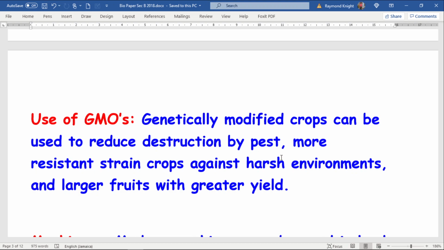Because if you change the genetic makeup of these plants or crops or the corn, then they may survive better in areas that have more drought, areas that have a lot of sunlight and less shading and so on.